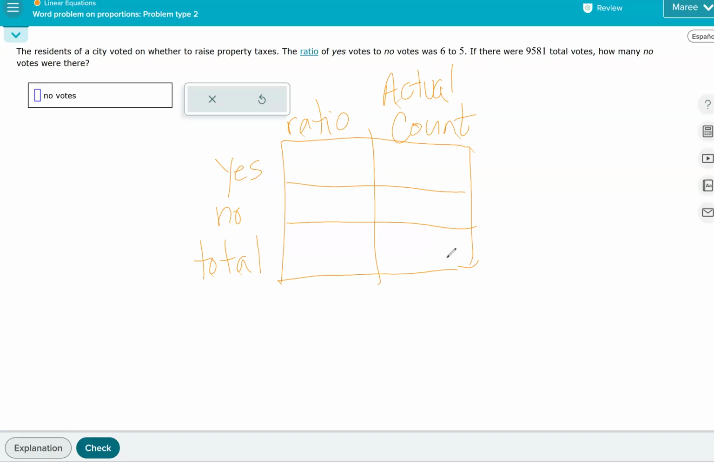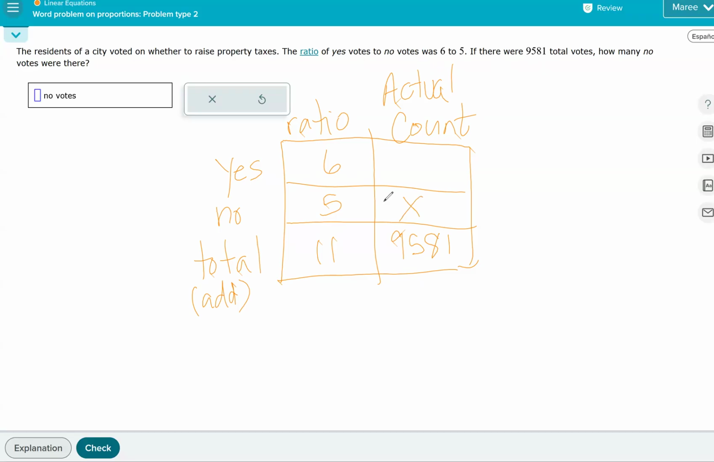So we put in this table what's given to us. They said the ratio of yes to no was 6 to 5. So we'll put yes to no is 6 to 5. The total is where we add those two together. So total, we add the two above it. So this will be 11. They give us the actual count of total votes was 9,581, and they say how many no votes were there. So we want this as our X.